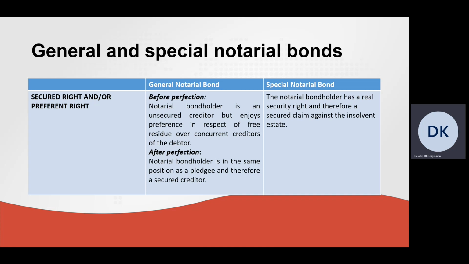In the case of a general notarial bond, the notarial bondholder is an unsecured creditor but enjoys preference in respect of free residue over concurrent creditors of the debtor. After perfection, the notarial bondholder is in the same position as the pledgee and therefore a secured creditor. In the case of a special notarial bond, the notarial bondholder has a real security right and therefore a secured claim against the insolvent estate.